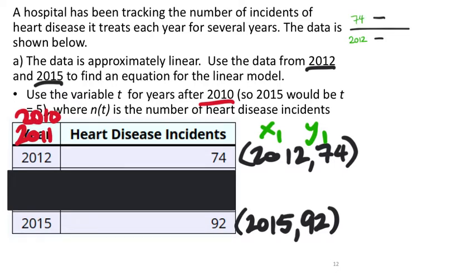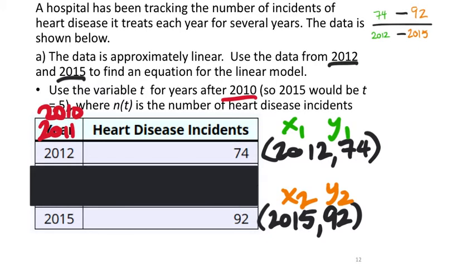And then we'll say this other point here is x2, y2. Remember, the order doesn't matter because the slope, the steepness of the line, won't change. The x value is 2015, and the y value is 92. If you're wondering how I know that the x values are the year and the y value is heart disease incidence, it's because x usually is always going to be time, and years is still a form of time.